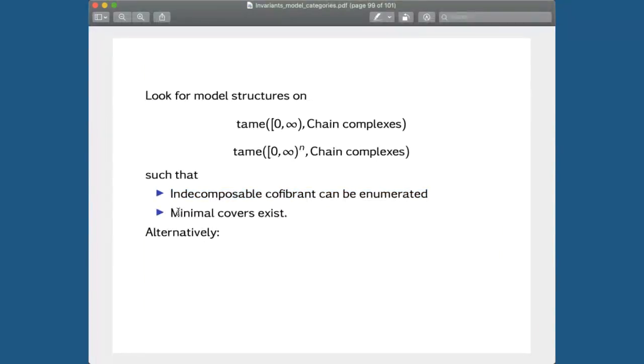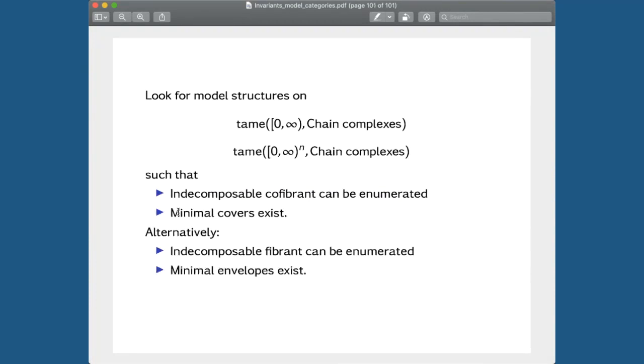Alternatively, whatever I said today can be dualized. You might look for model structures where indecomposable fibrant objects can be enumerated and minimal envelopes exist. So you'll approximate in another way. Everything that I said today is dualizable. There are some things that can be proved. But this is it. Thank you.